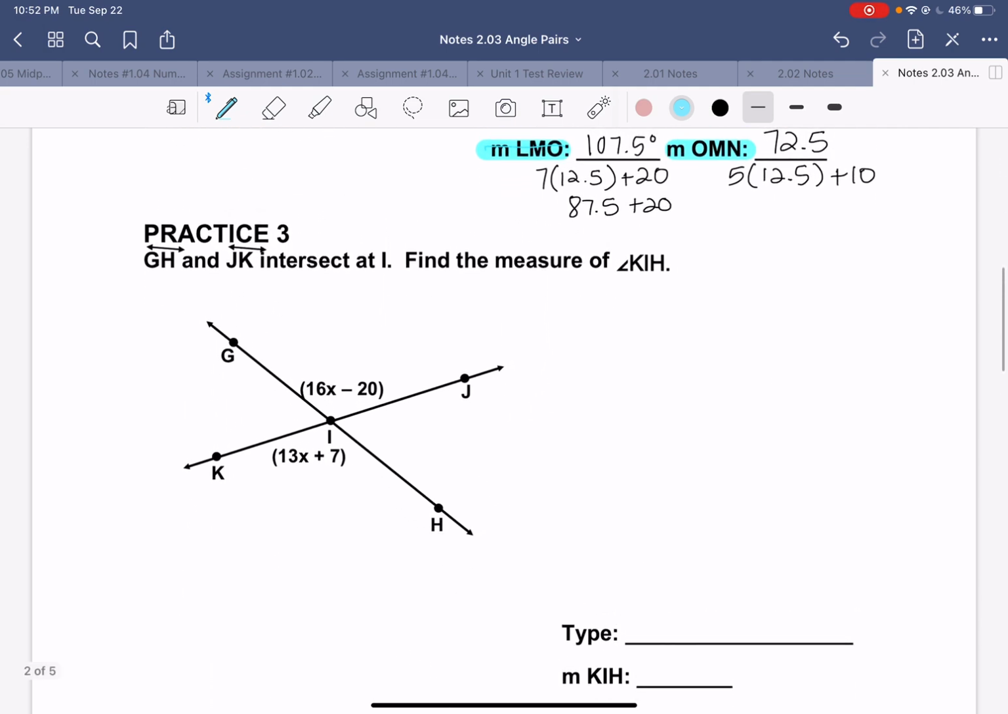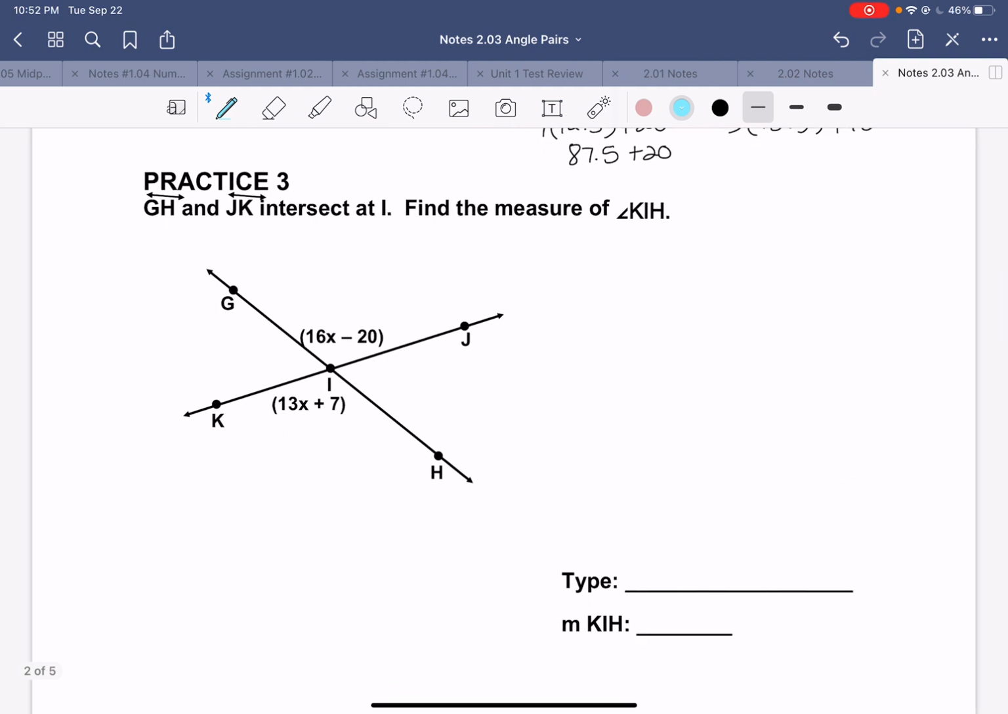All right, I want you to try practice 3. So, you try. Okay? So you have to determine the kind of pair it is. Because they only share a vertex, they are vertical angles. So because they're vertical angles, they are congruent. So that means that 16x minus 20 equals 13x plus 7. And now you just solve for x.